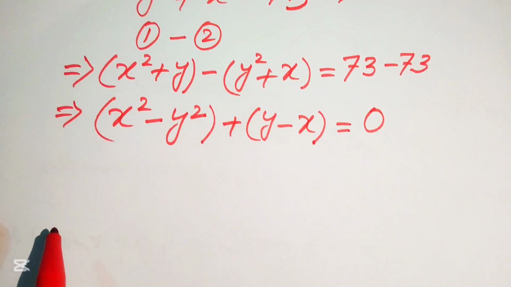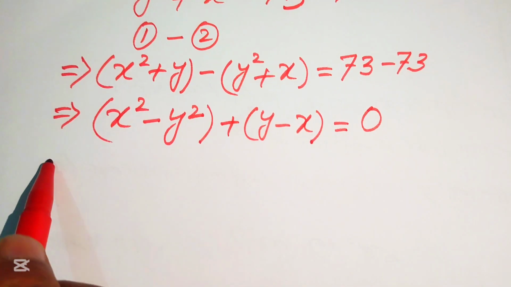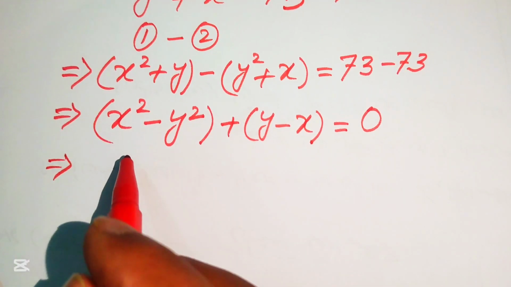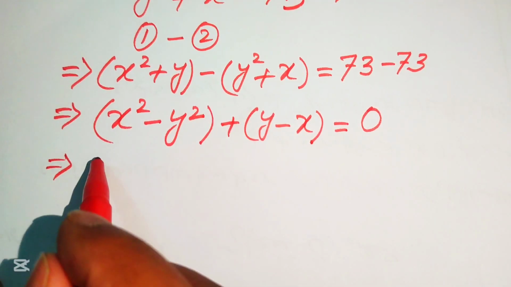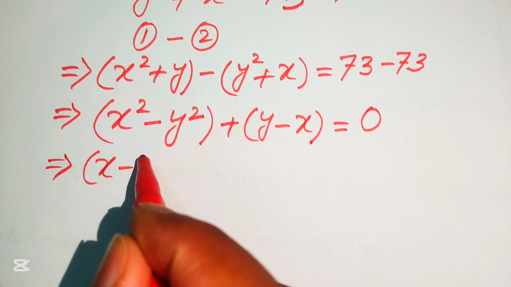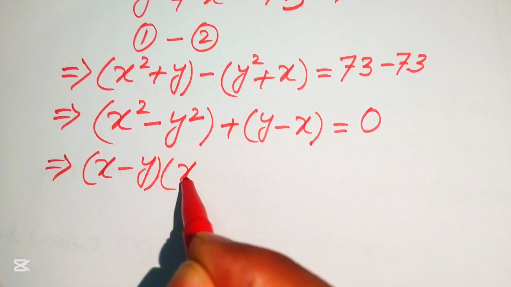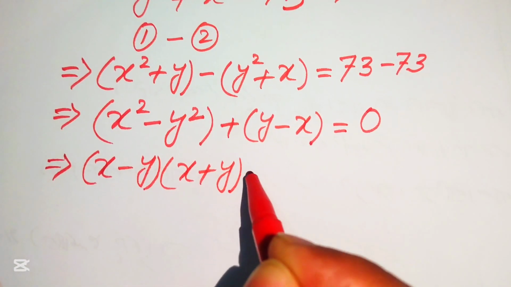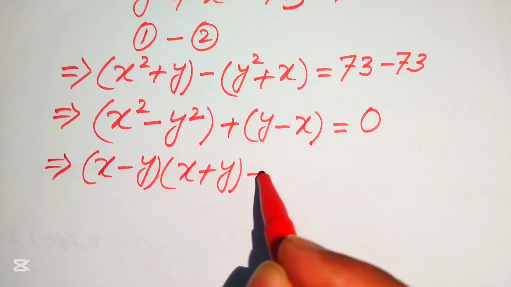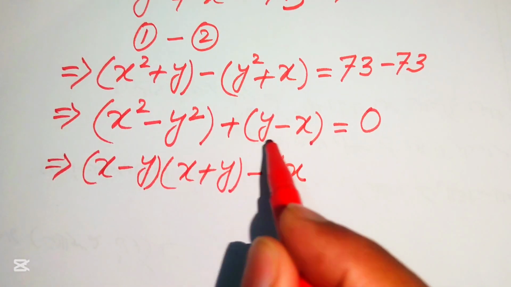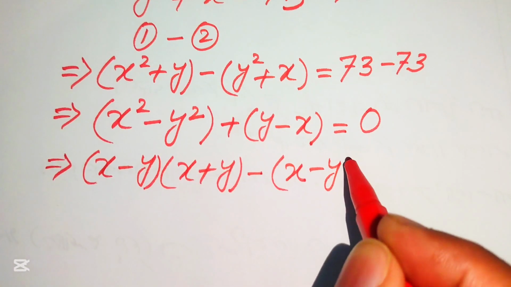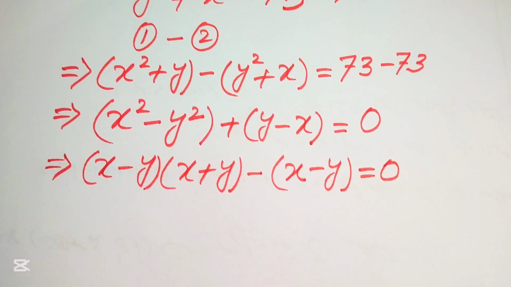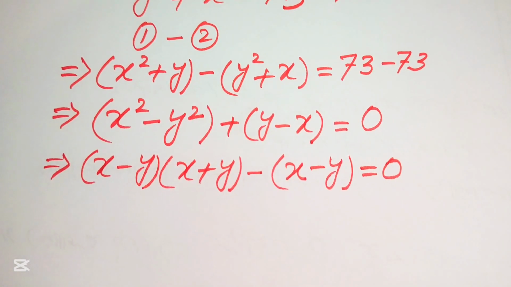And now in the next step, we need to use the nice algebraic formula. You know about this formula. It is equals to x minus y times of x plus y, and here we take common minus sign, and we get y minus x equals to x minus y, and this whole equals to 0.